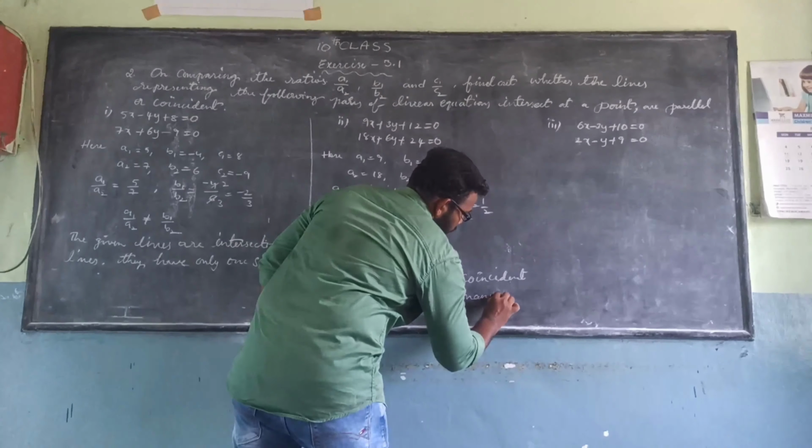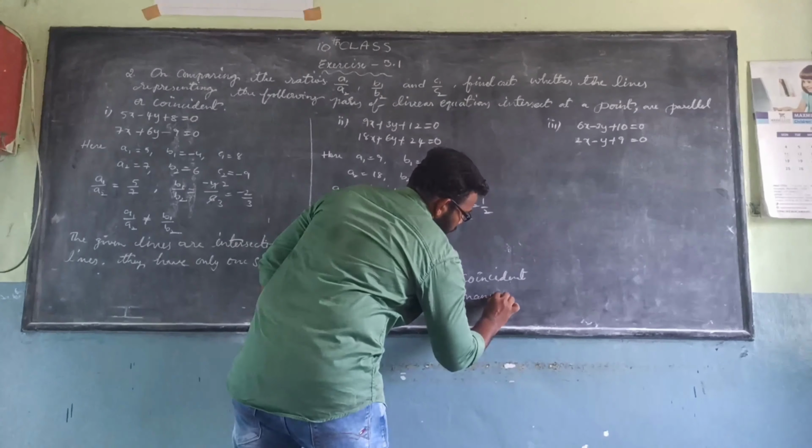Similarly, for the third question, here a1 is equal to 6, b1 is equal to -3, c1 is equal to 10. Here a2 is equal to 2, b2 is equal to -1, and c2 is equal to 9. a1 by a2 is equal to 6 by 2, that is equal to 3, and b1 by b2 is equal to -3 by -1, so you get the answer 3, and c1 by c2 is equal to 10 by 9. This is the simplest form. So all are not equal here.